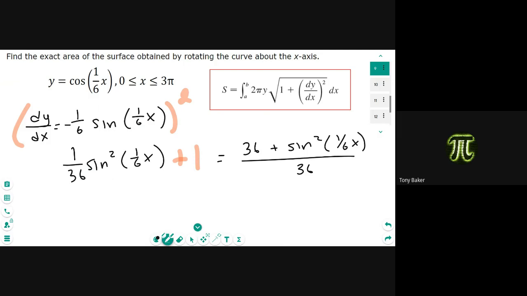Why is it 36 plus? Well, it would have been that plus 36 or 36 plus, it doesn't make a difference, because it's addition. In addition, I can swap. And now I've got to do my square root of that.